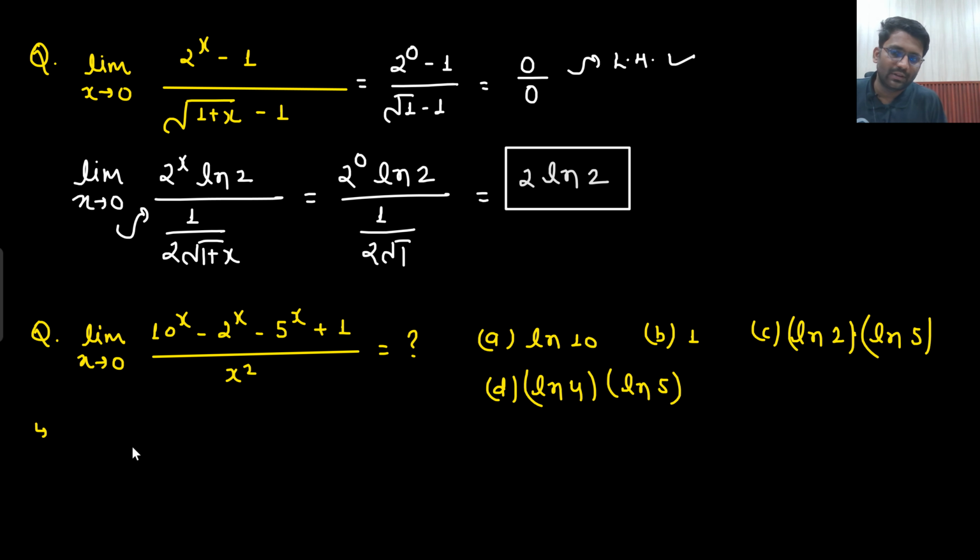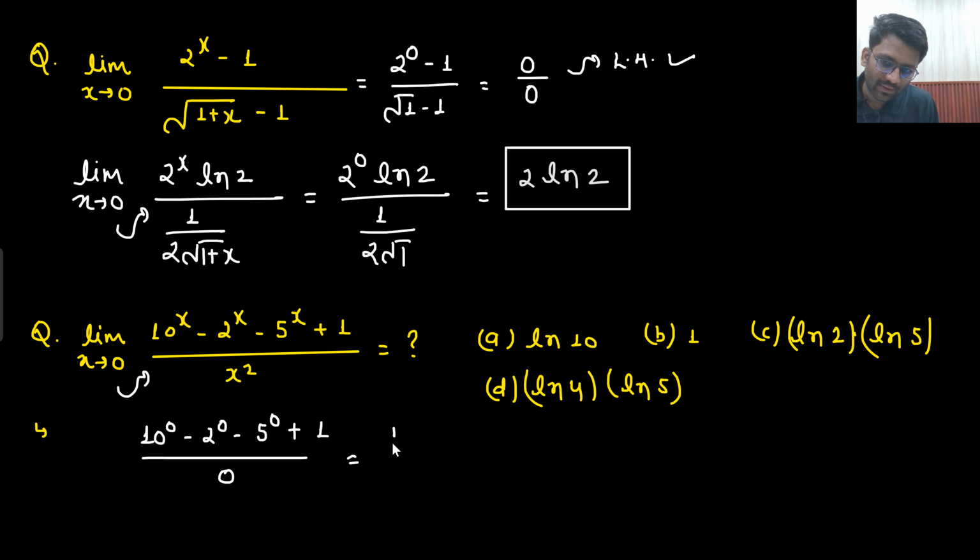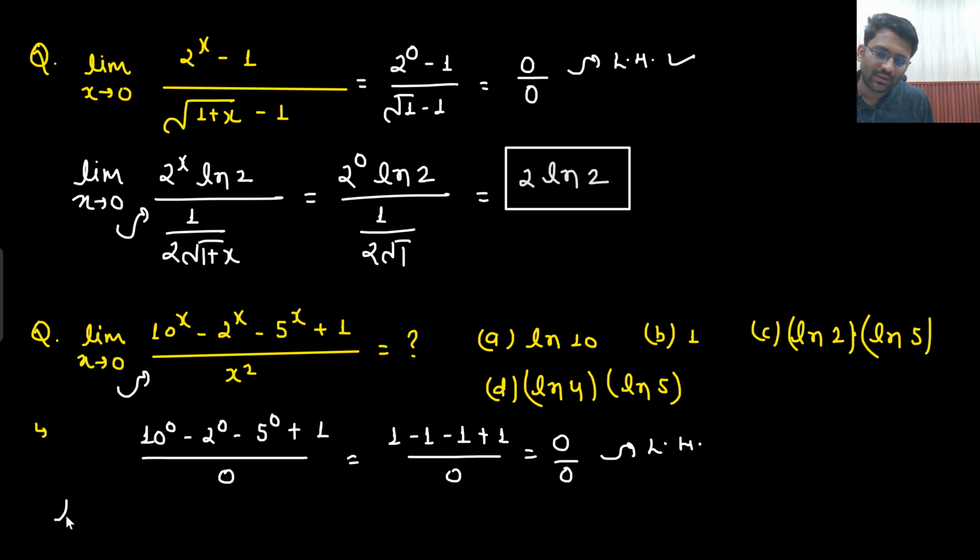You can put 0 by 0 form, you will get 10 to the power 0 is 1, minus 2 to the power 0 you will get 1, minus 5 to the power 0 you will get 1, plus 1, divided by 0. So what you will get? 1 minus 1 minus 1 plus 1 divided by 0. So what form are you getting? 0 by 0. What does that mean? L'Hopital I can apply, right? So do the differentiation.